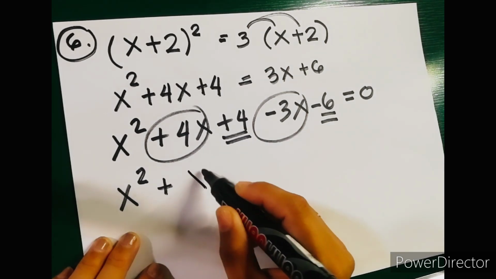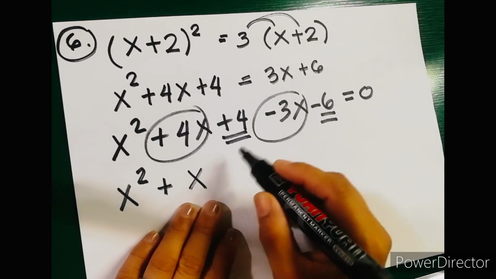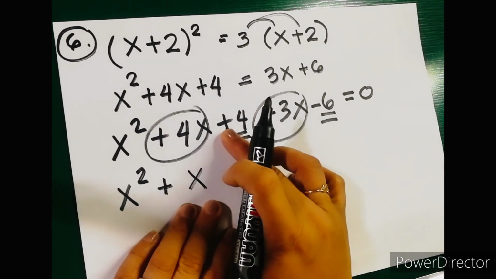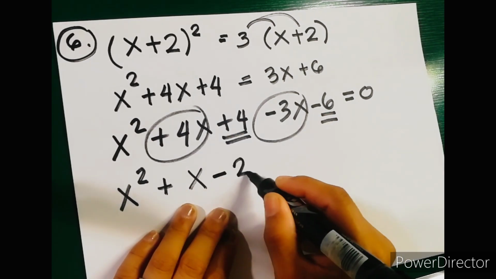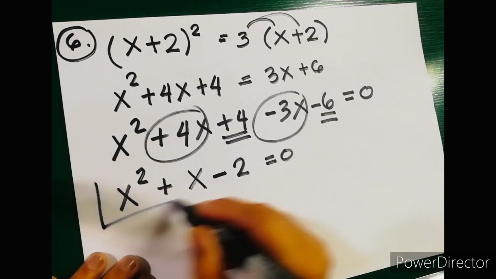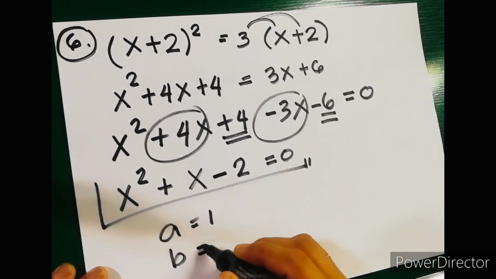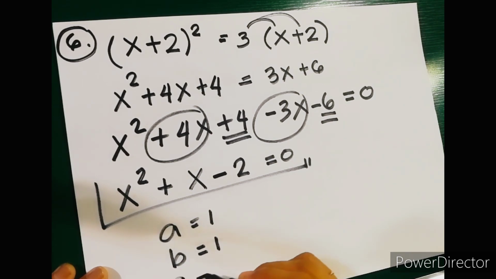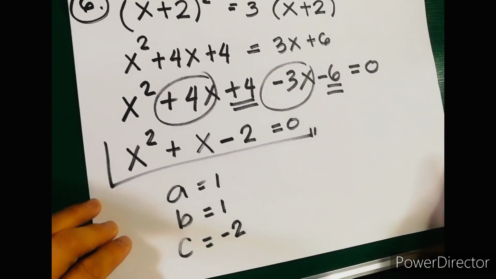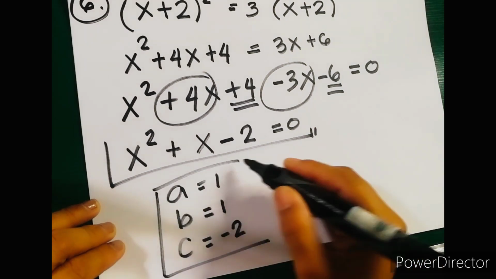So we do not write the 1, but consider that it has a 1. Positive 4 minus 6 is negative 2, equal to 0. So you have your standard form now. So what are your A, B, and C? A is 1, B is 1, and your C is negative 2. Okay, so that is our answer.